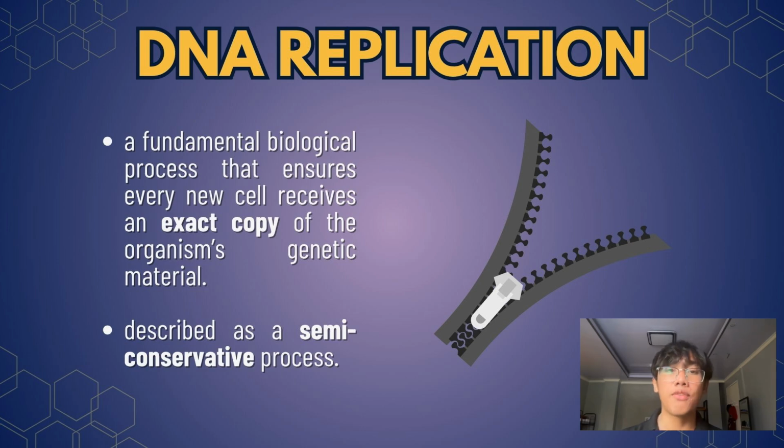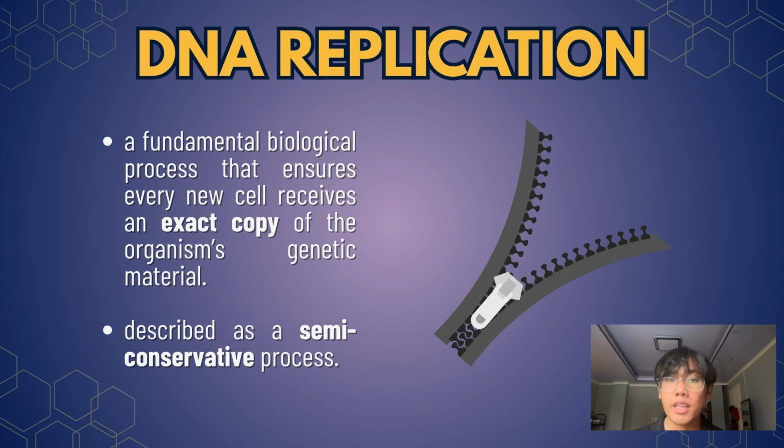Now, this process is vital not only in the growth of multicellular organisms like us, but also in tissue repair and even in unicellular organisms where it allows reproduction. Without accurate replication, the cells would lose track of the instructions needed to survive and function accurately and properly. It maintains genetic continuity from one generation of cells to the next, ensuring that all cells have the information to function properly. DNA replication is described as a semi-conservative process.